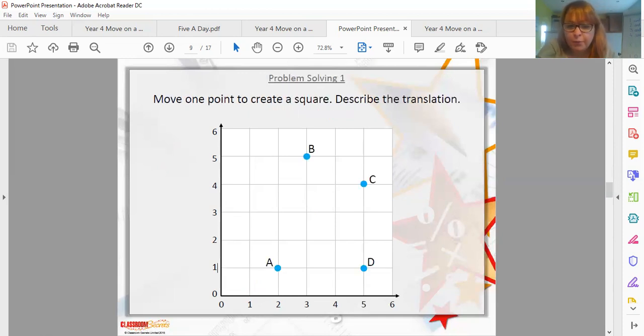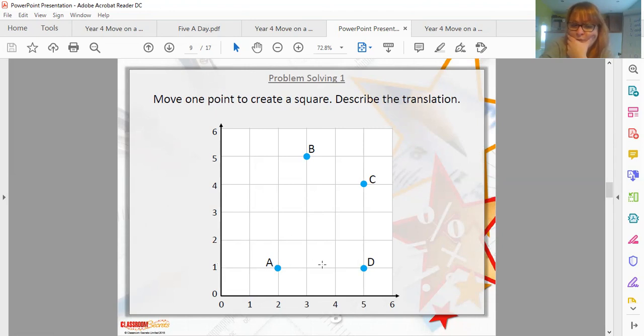So this one is a problem-solving question. It's saying move one point to create a square and then describe the translation of that point. So if I joined all those points up, I would make a quadrilateral, but I wouldn't make a square because it's not right. The sides aren't all equal length. Where do you think the point needs to move? Which point do you think needs to move? Have a think.